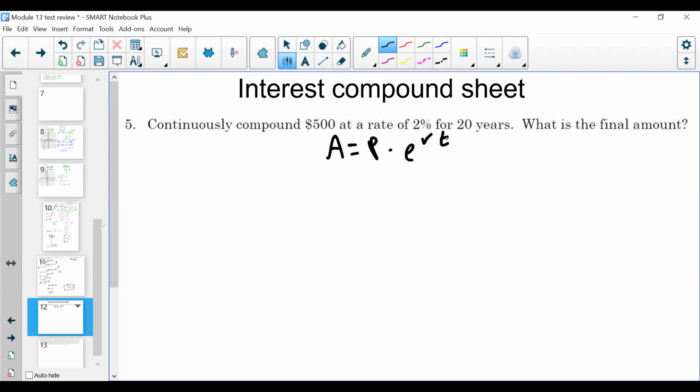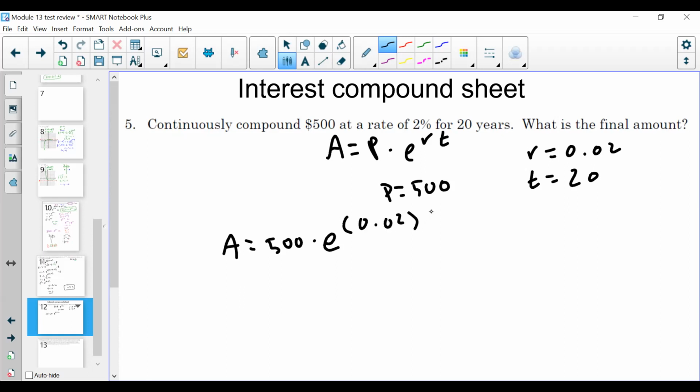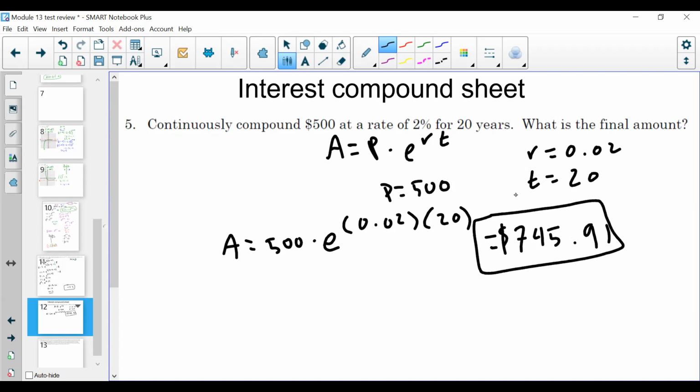So in this case, I'm told that my principal amount is 500, so I know that P is 500. My rate is 2%, which is 0.02, and my time is 20 years. I'm going to be compounding this for 20 years. So my A is going to equal 500 times e to the 0.02 times 20. When you plug this into a calculator, what you end up getting is $745.91.